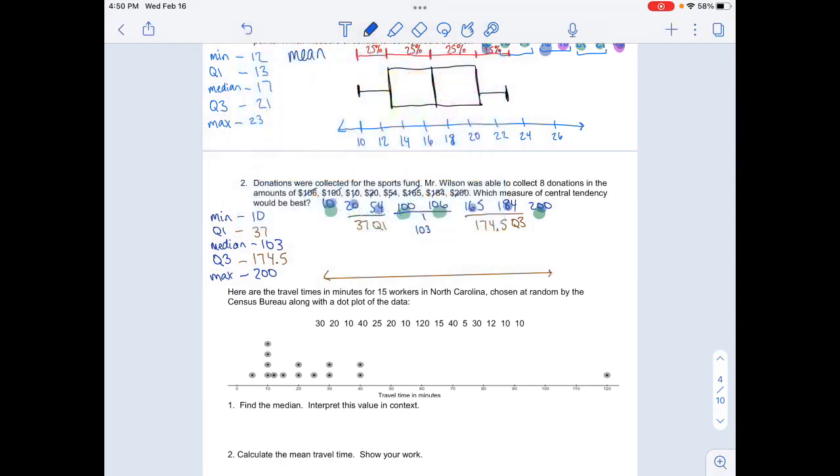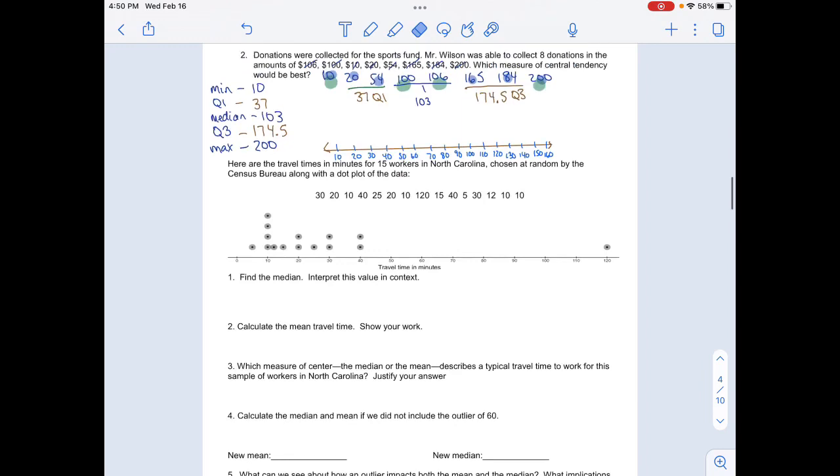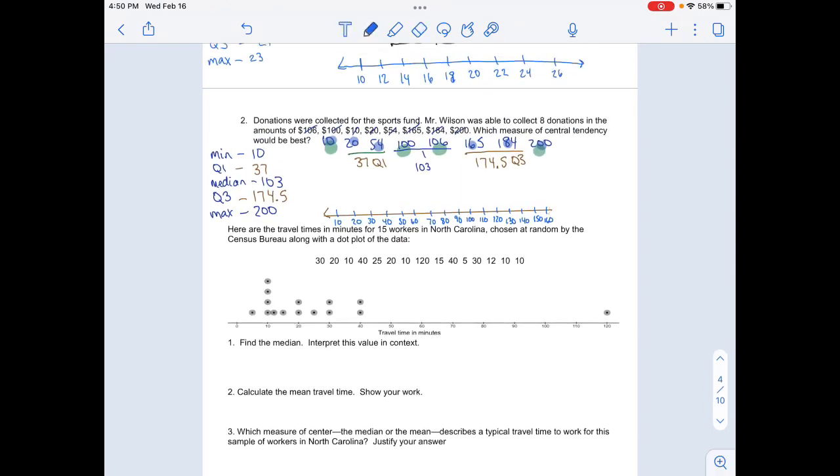So this one, since we have a pretty big spread between 10 and 200, I'm going to count by tens, and I'm going to go from 10 to 200. Don't know if I gave myself enough room. Gotta extend my line a little bit.